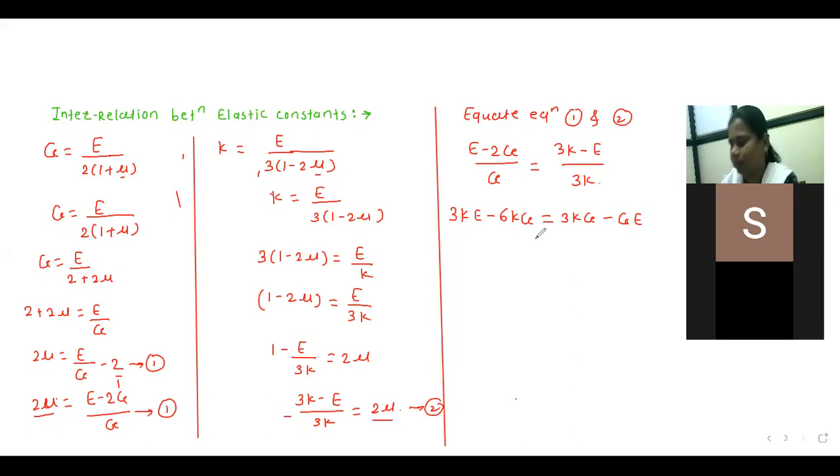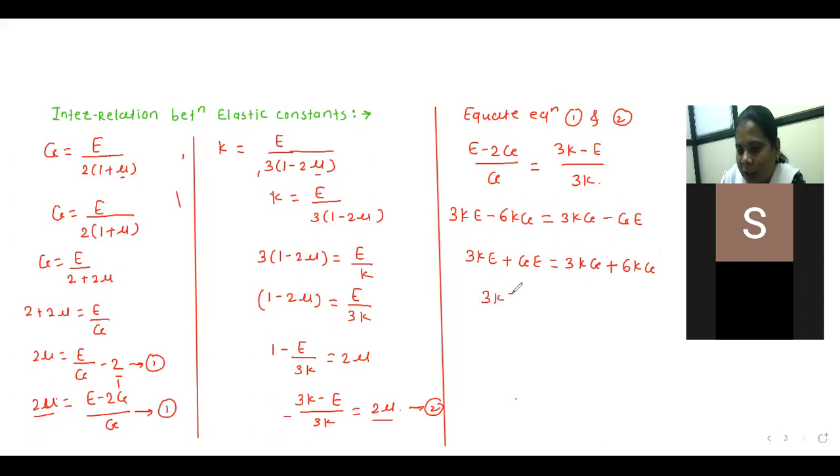3KE + GE = 3KG + 6KG. Okay, this GE term we will take to the left side, so +GE, which is equal to 3KG. This minus term, when shifted to the right side, becomes positive, so +6KG. So 3KE + GE is equal to 3KG + 6KG.